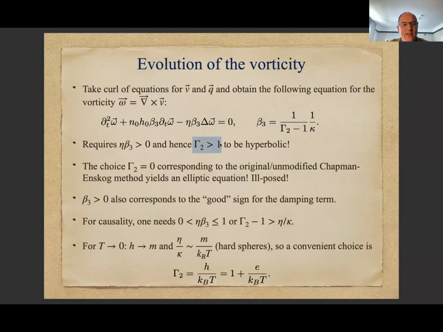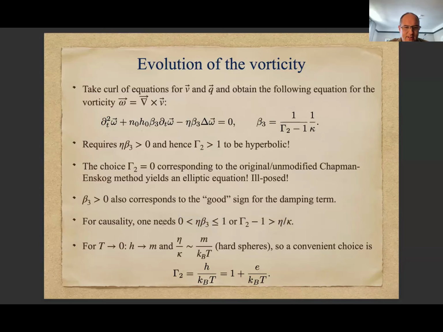Also, you see that if gamma 2 is larger than 1, then beta 3 is positive, and then this friction term that you have here will have a good sign. So this gives you damping, so that's good news. Now for causality, because eta beta 3 will basically be the propagation speed squared, and we are working in units where the speed of light is 1, we would need this additional condition: eta beta 3 should also be smaller or equal to 1. Or in other words, gamma 2 minus 1 should be larger than eta over kappa.